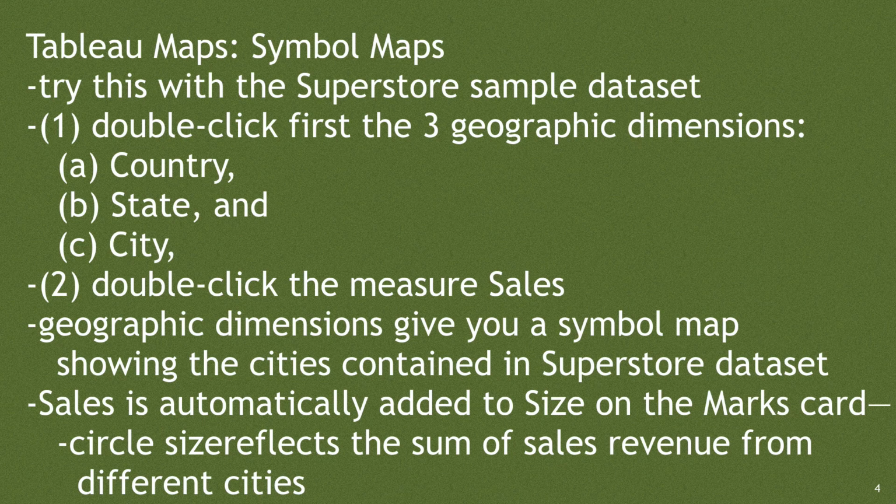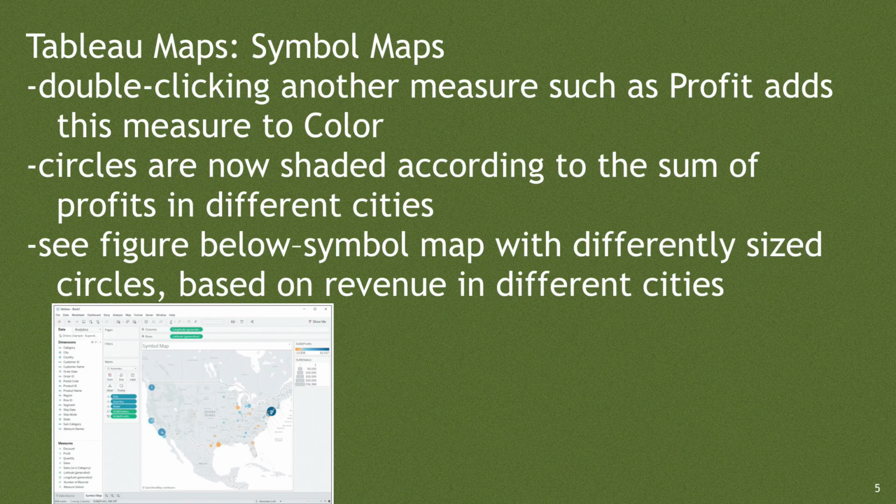The geographic dimensions give you a symbol map showing the cities contained in the Superstore data set, and the measure Sales that you double-clicked is automatically added to size on the Marks card. The circle size on the Marks card reflects the sum of sales revenue from different cities. So the bigger the circle, the more sales revenue. This is an example of one of the symbol maps below. I'll show it in more detail in the next slide.